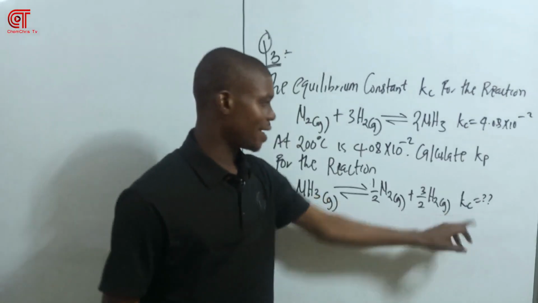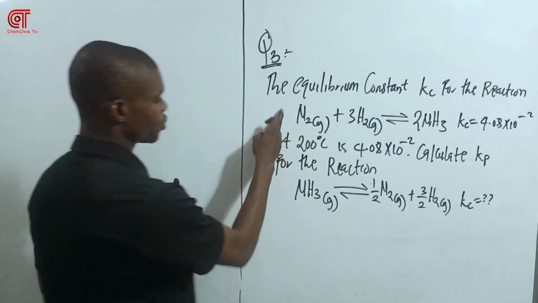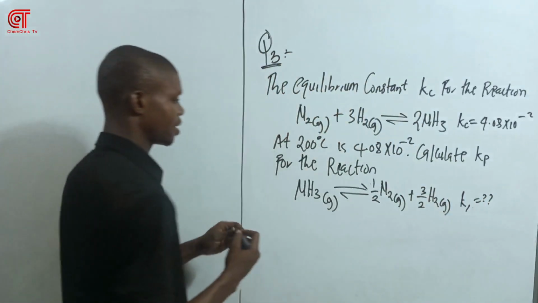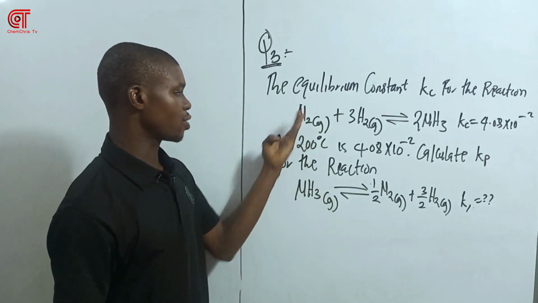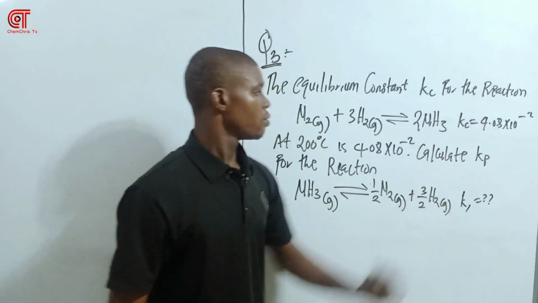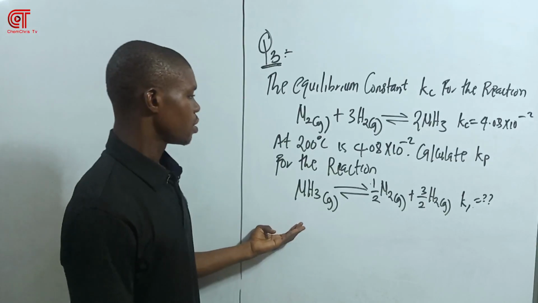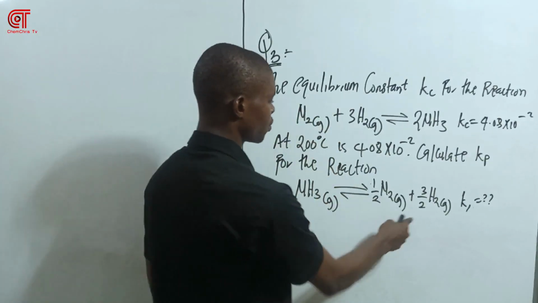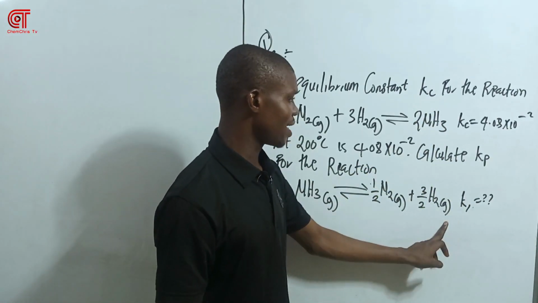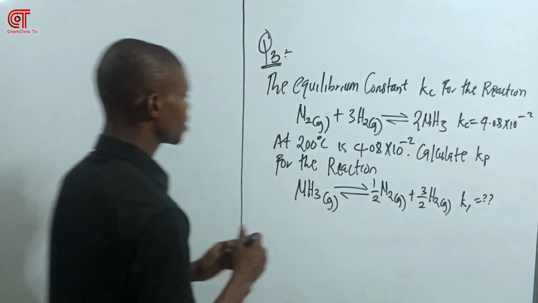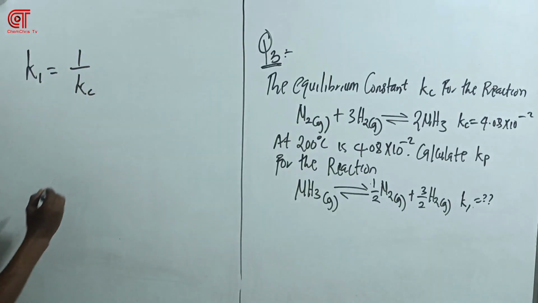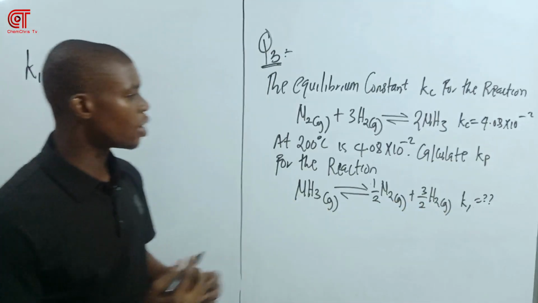So how do you get our Kc here? Pay close attention. If you compare these two reactions, let's call the new one K1 so I can differentiate it. This reaction is similar to the other one, but NH3 is on the product side in one and on the reactant side in the other. The whole of this is on the reactant side here but on the product side there. So this one is a reverse of this one. That is, K1 is the inverse of the Kc here.